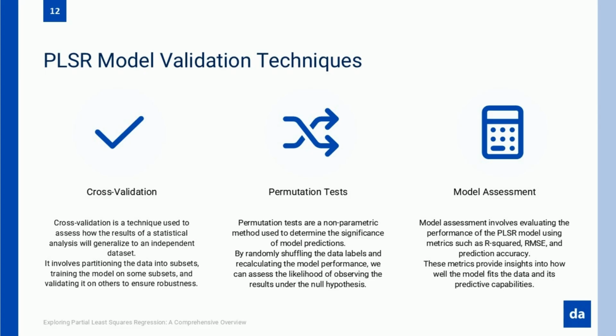At the end of the day, a model is only as good as its validation process. You don't want a PLSR model that looks good on paper but collapses when faced with real-world data. That's why cross-validation, permutation tests, performance metrics, and overfitting checks are essential steps before trusting any predictions. Skip them, and you might as well be making educated guesses. Do them right, and you've got a model that actually means something.